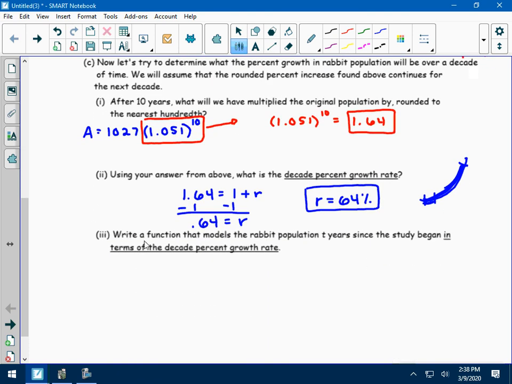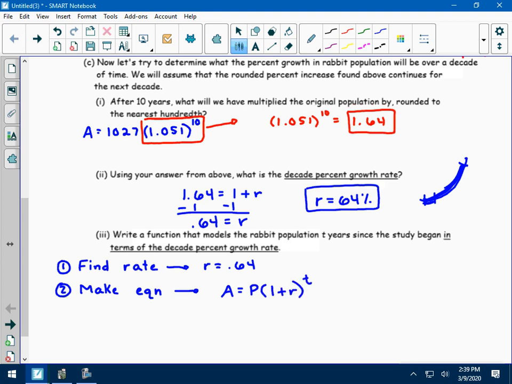Okay. Now we want to write a function that models the rabbit population T years since the study began, but in terms of a decade percent growth rate. So I like to say do this in 2 steps. Step 1, find the rate. Okay, so the decade percent growth rate we just found in the last part, 0.64. Second step, make equation. So that's where I go back to A equals P times 1 plus R to the T. So the initial amount never changes, it's still 1027. My growth rate is 1 plus 0.64 now, raised to the T.